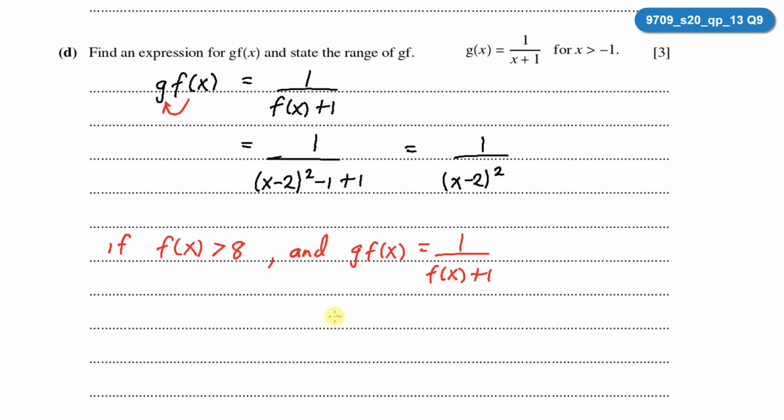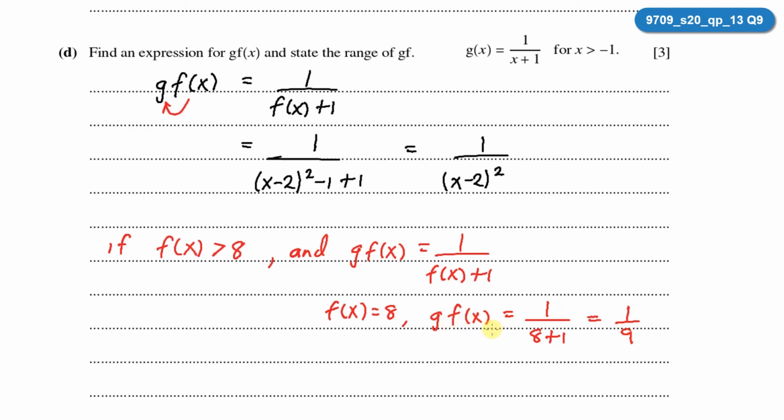So I'm going to equate f of x to 8. So g of f of x here will come out as 1 over 8 plus 1, which is 1 over 9. So we know for certain that 1 over 9 is one of the limits of g of f of x.